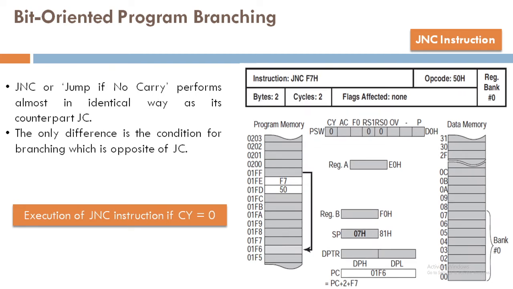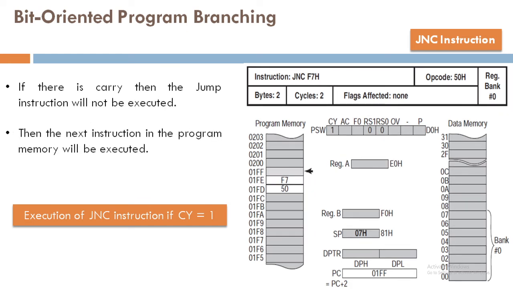Now have a look at the reverse of it, that is jump if there is no carry, JNC. In this case everything remains the same. The only difference is the condition being checked, which is whether the carry flag is 0 or not. If it is 0, then jump to that particular location after adding the lower half of the address with the given relative address. When we calculate that, it jumps to that particular location. These are the things that we have already discussed in earlier sections.